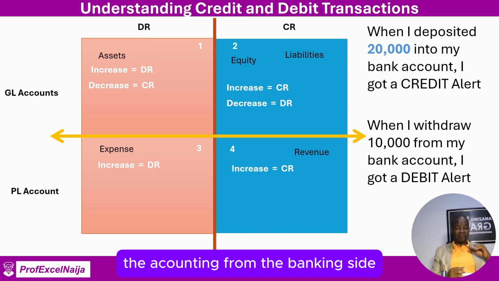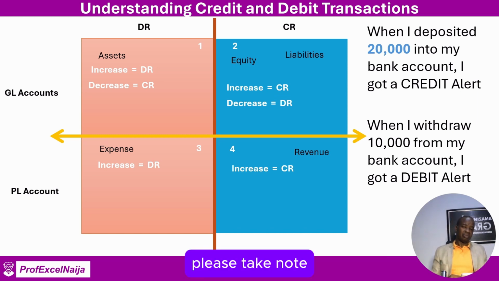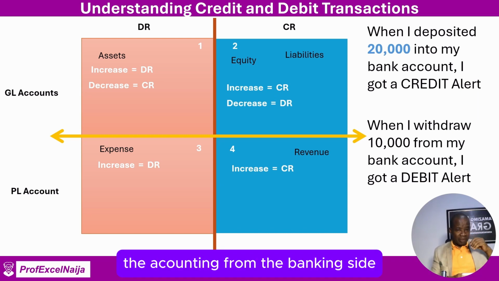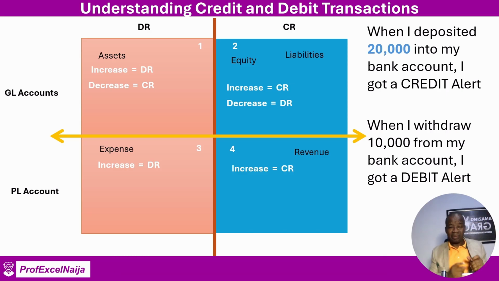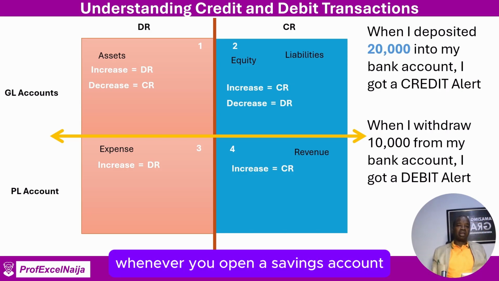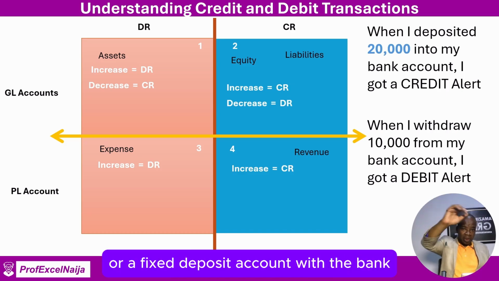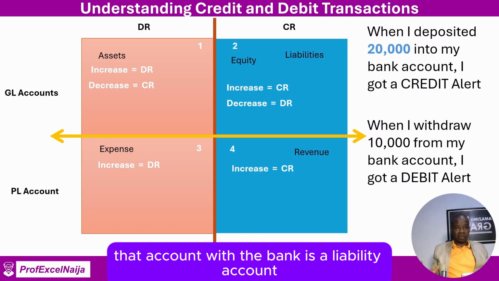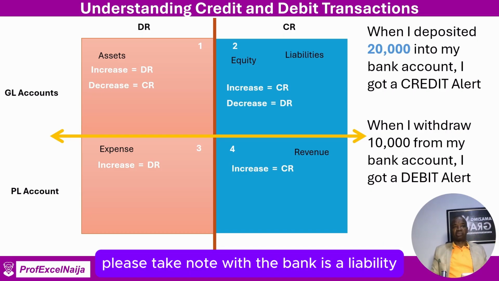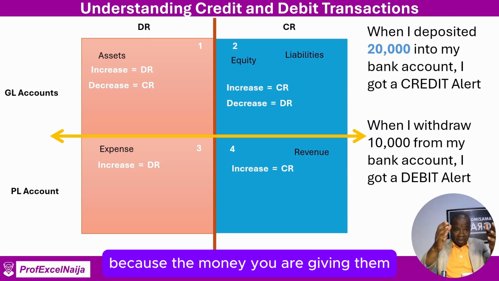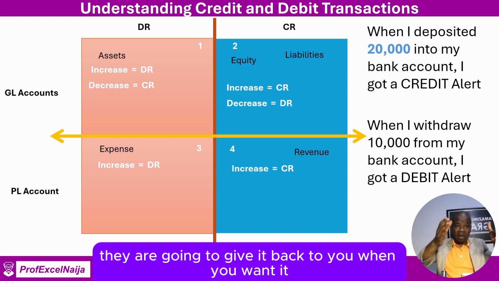The accounting from the banking side. Please take note. Whenever you open a savings account, a current account, or a fixed deposit account with the bank, that account with the bank is a liability account. Please take note. With the bank is a liability. Why is it a liability? Because the money you are giving them, the money you are saving, they are going to give it back to you when you want it.